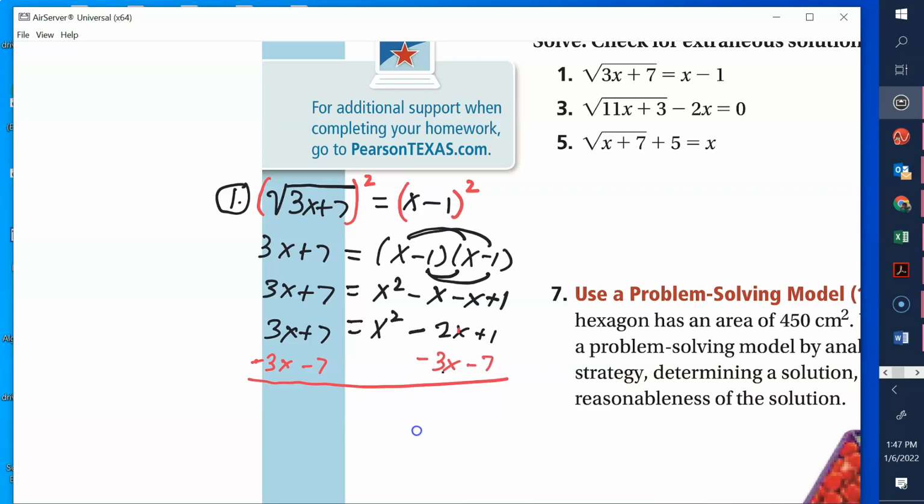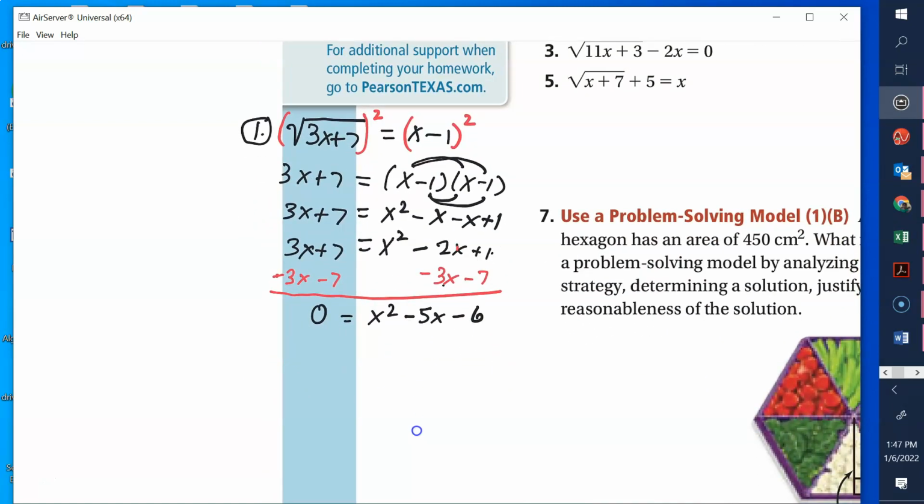What do you have on the left side now, Adrian? What is 3x minus 3x and what is 7 minus 7? 0 equals x squared. What is negative 2x minus 3x? Negative 5x. What's 1 minus 7? Negative 6. Okay.